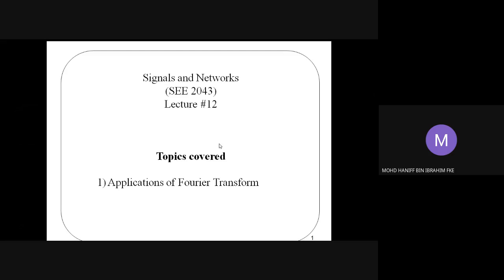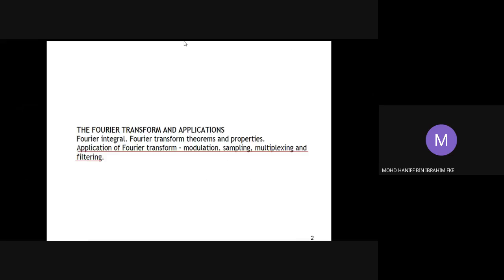So we're going to continue now with the applications of Fourier transform, in which we are going to utilize those properties that we have learned so far. This is the excerpt from your course information. We have covered the two topics above here, Fourier integral and Fourier transform theorem properties.